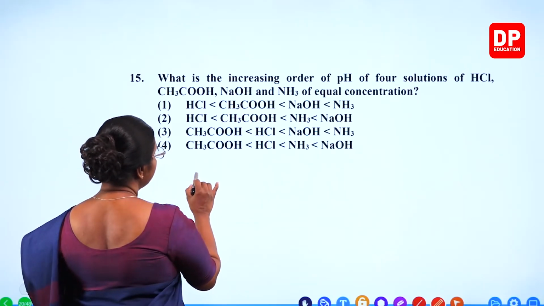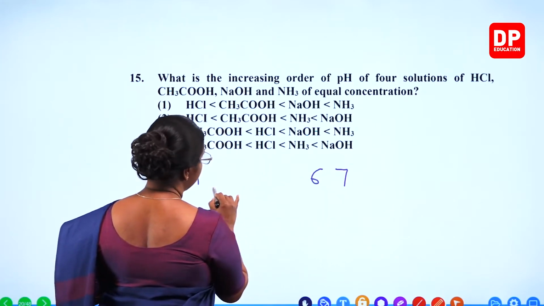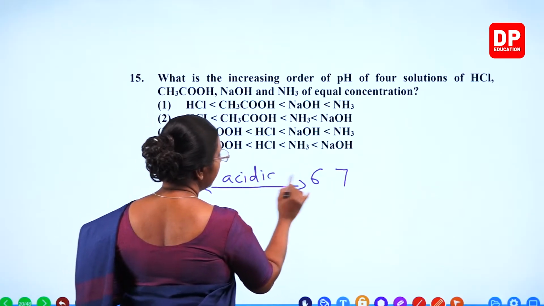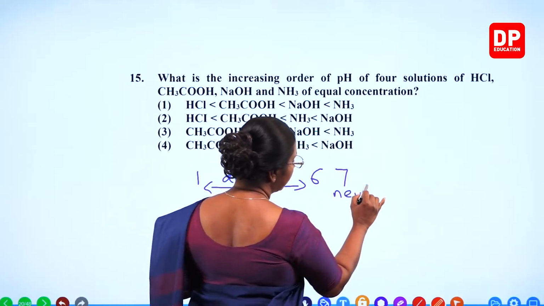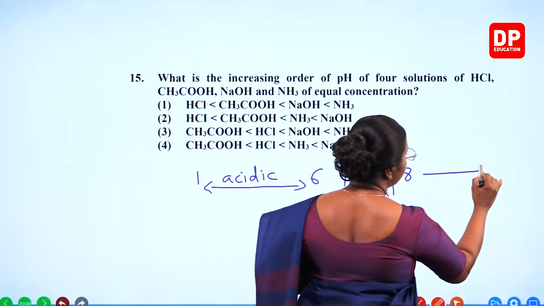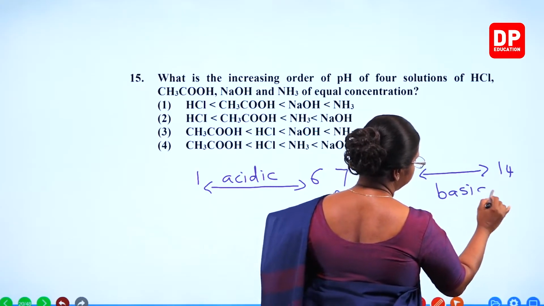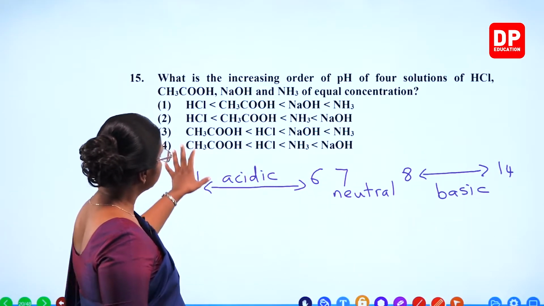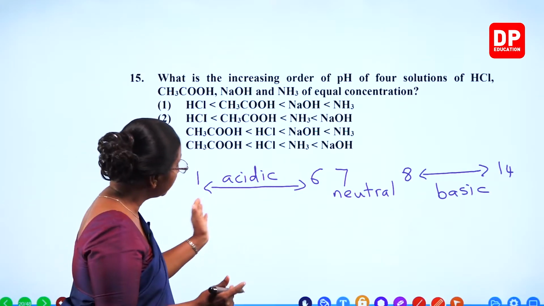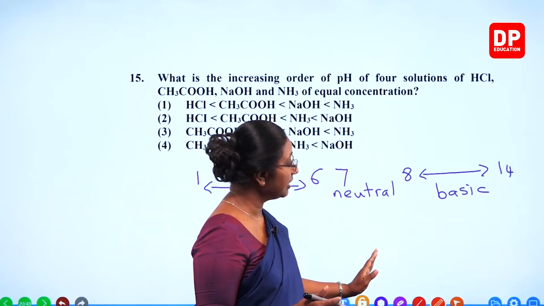You all know normally from 1 up to 6, these are acidic pH values. Then 7 is normally neutral at 25 degrees Celsius. Then 8 to 14 is the basic pH value. So if you have a strong acid, usually it's about 1 to 3 pH. 3 to 6 will be a weak acid, then neutral substance 7.